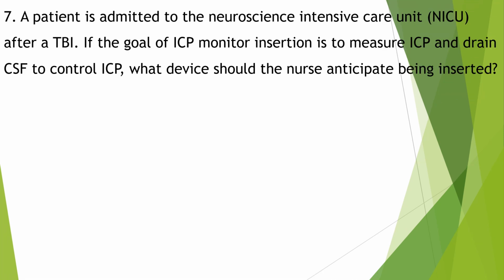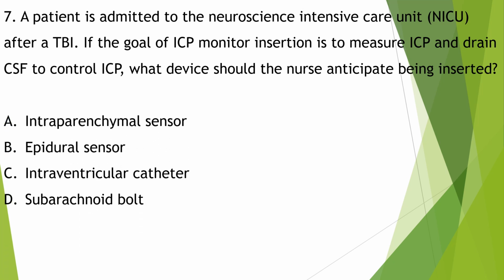A patient is admitted to the neuroscience ICU after a traumatic brain injury. If the goal of ICP monitor insertion is to measure ICP and to drain CSF to control the ICP, which device would the nurse anticipate being inserted? Intraparenchymal sensor, epidural sensor, intraventricular catheter, subarachnoid bolt. The intraventricular catheter allows for ICP monitoring and drainage of CSF. So that is the device.